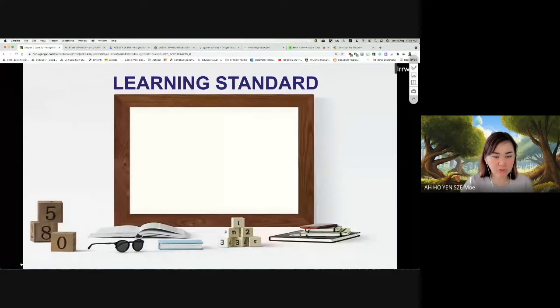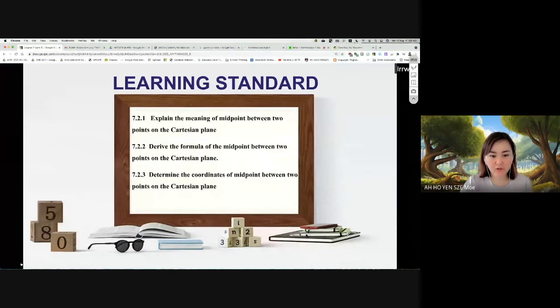So this is our learning standard. I hope I can cover all 3. First, explain the meaning of midpoint between 2 points on the Cartesian plane. The second is to derive the formula of the midpoint between 2 points. Then the last is to determine the coordinates of the midpoint between 2 points using the formula. These are our 3 learning standards, and by the end of the lesson, this is our success criteria also.